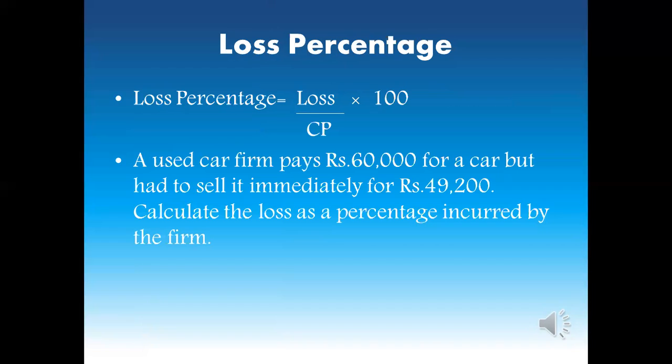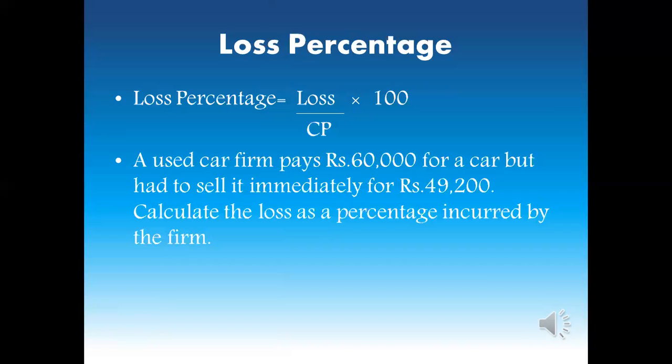Loss percentage. Now just like profit percentage, loss percentage has almost the same formula, but instead of profit we take loss. So the formula is loss upon cost price into 100. Now obviously loss percentage is just like profit percentage, but the only difference is that you gain money in profit and you lose money in loss. So just like profit percentage, loss percentage also has three conditions. The first one is where we have loss and the cost price, which is very important for the formula. The second condition is where we have selling price and the cost price. And here is a question related to that.